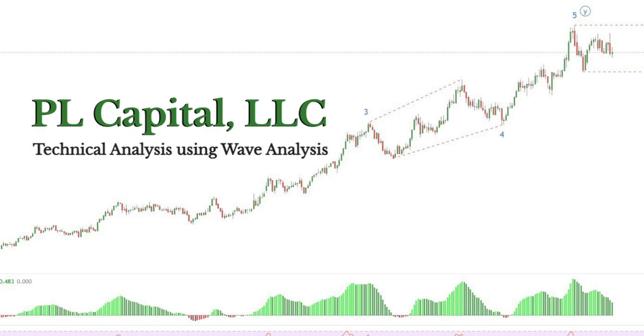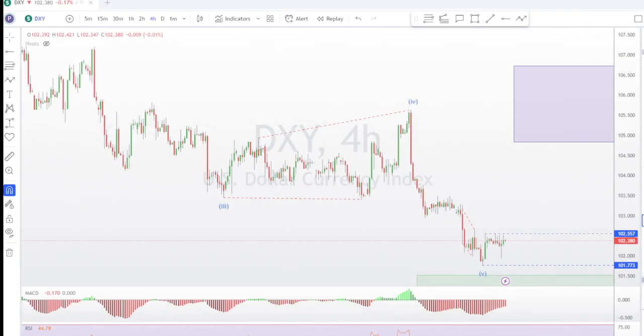I want to look at the US dollar, the euro, S&P, Nasdaq, oil, and natural gas. So let's get started. This is the 4-hour chart of the US dollar. And like I said before, I see five waves down, and I think the five waves are in.